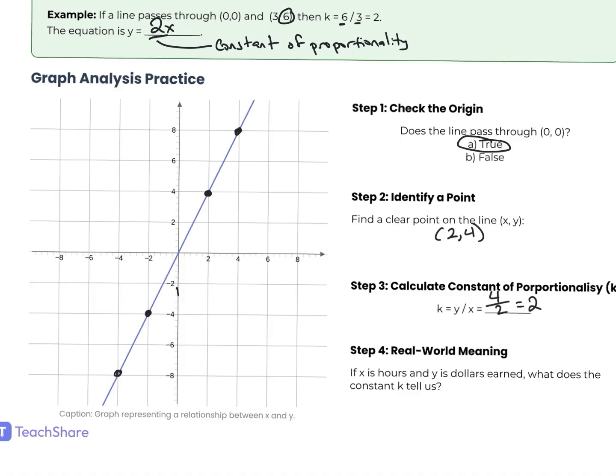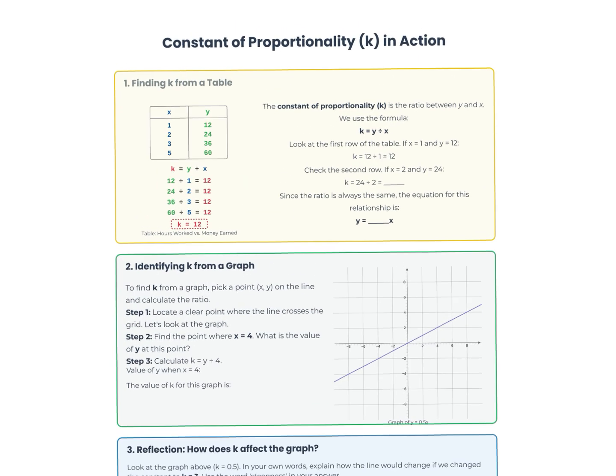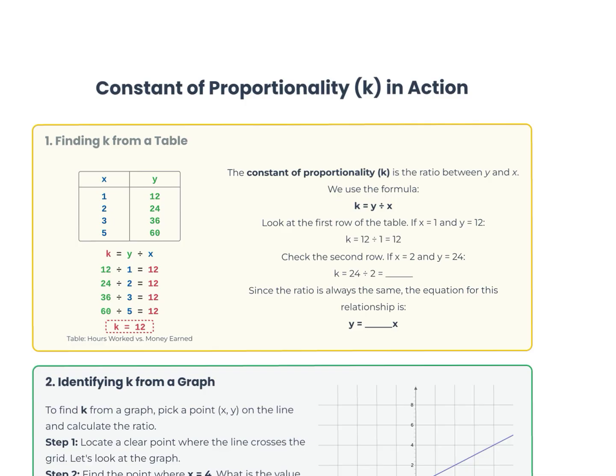So in this case, if x is hours and y is our number of dollars earned, what does the constant k tell us? Basically, it's telling us that we are getting $2 per hour. And that's our constant of proportionality in context. All right, so let's take a look at another example here, but now we're going to find our constant of proportionality from a table.